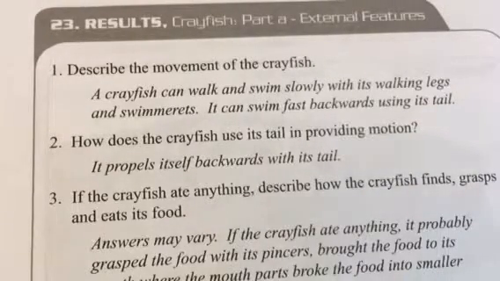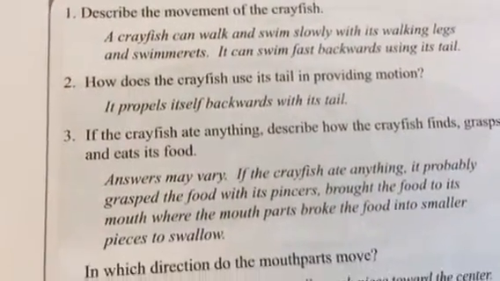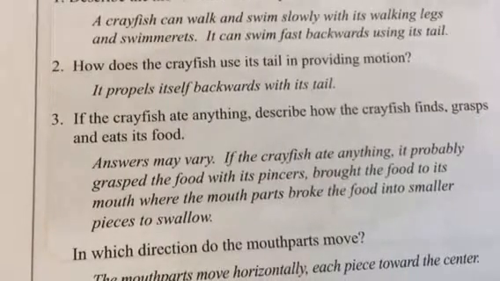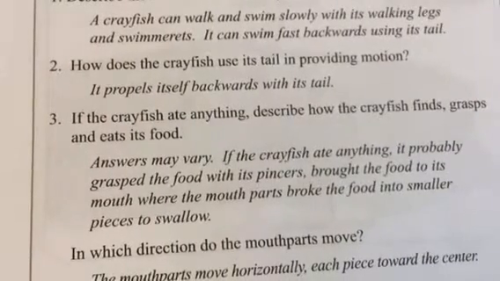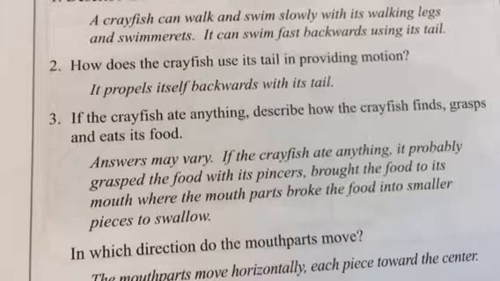If the crayfish ate anything, I don't think we got Grandpa to eat anything, did we? Describe how the crayfish finds, grasps, and eats its food. Well, if it's going to grasp its food, it's probably going to use its cheliped or its walking legs with the little pinchers on them, right? To find the food, what does it use? Probably its antennas to see what's going on, and then how does it grasp and eat its food? It brings the food to its mouth, and then the mouth breaks the food apart.